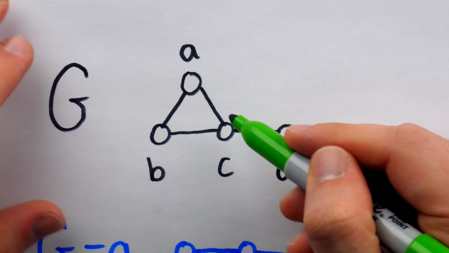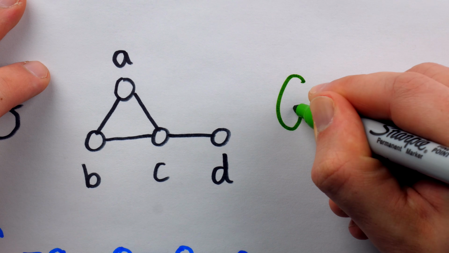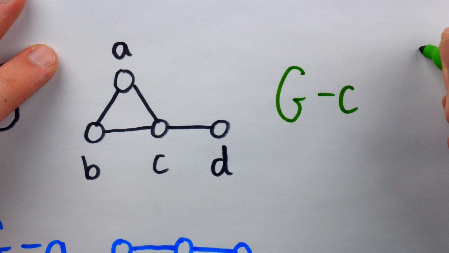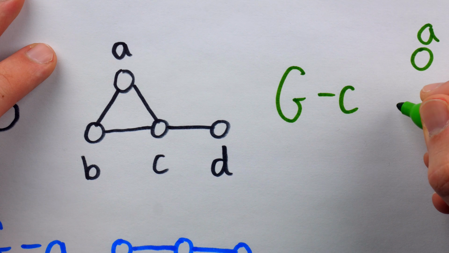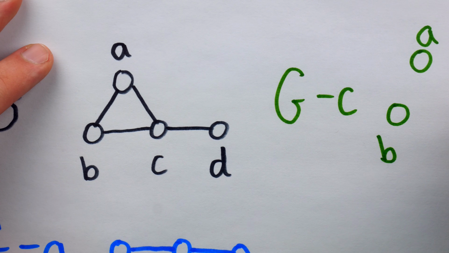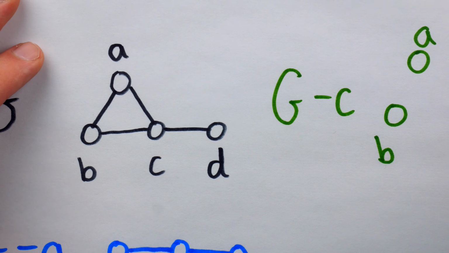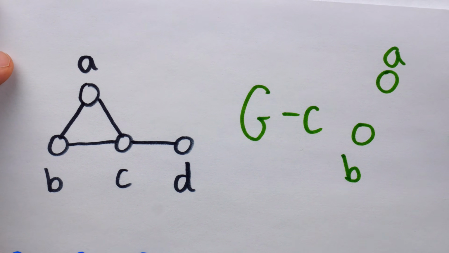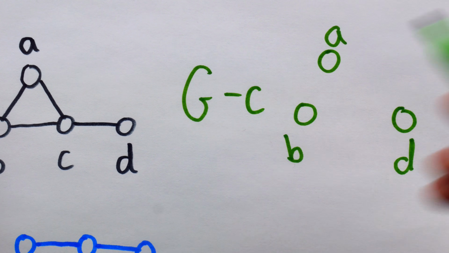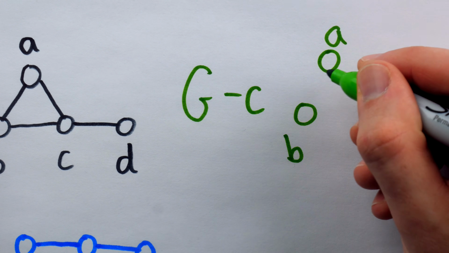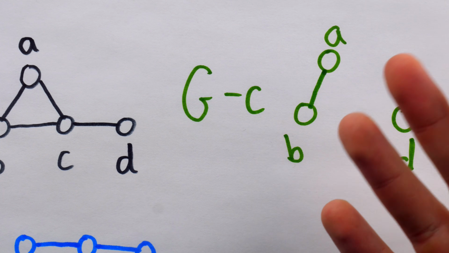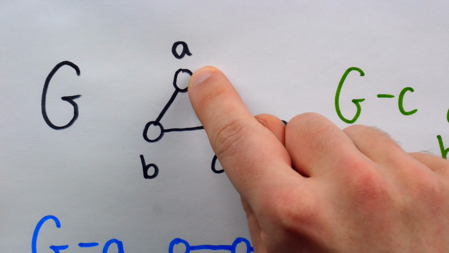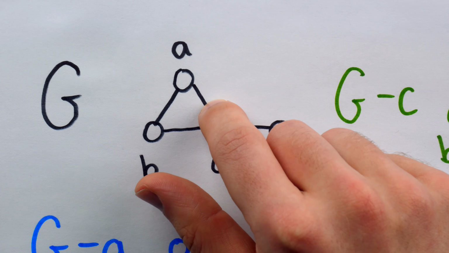One more example, we could delete the vertex C. That would give us G minus C. What would remain are the other vertices, namely A, B, and D, as well as any of the edges that weren't touching C. In this case, the only edge of the graph that wasn't touching C is the edge joining A and B. So that's how deleting a vertex works. When we delete a vertex, we delete it as well as the edges touching it.